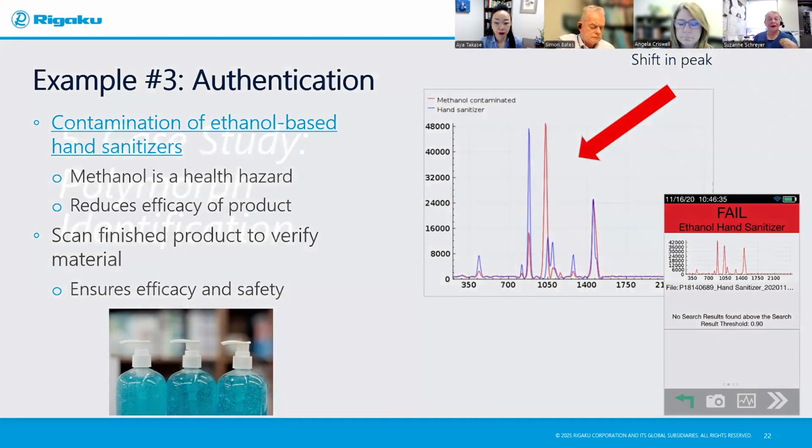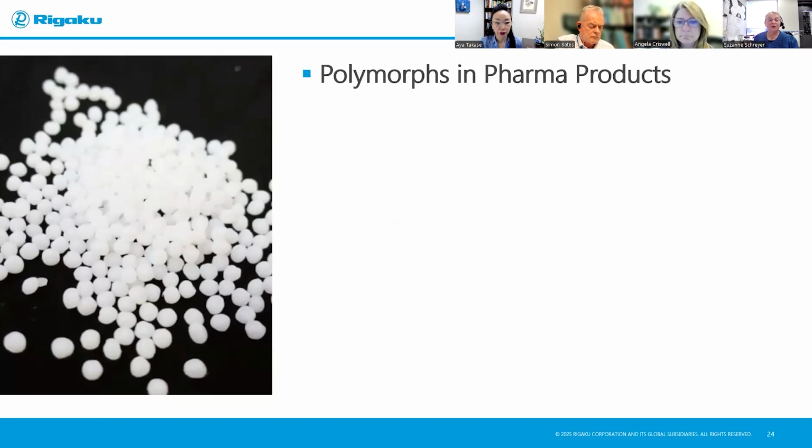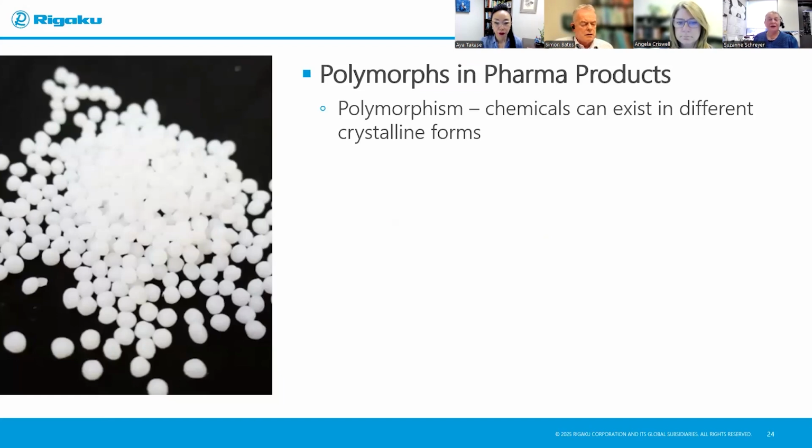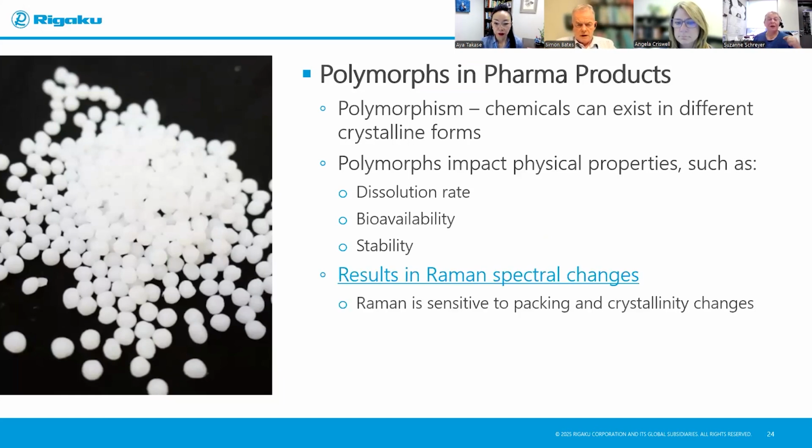Okay, and the last study I want to look at is polymorph identification. Polymorphs are quite big in pharma products. Polymorphs will impact physical properties, so you need to know what type of polymorph you have in your mixture, because it will affect the dissolution rate, the bioavailability, the safety, and it will impact your entire process if you get the wrong polymorph, as well as the efficacy of the final product.